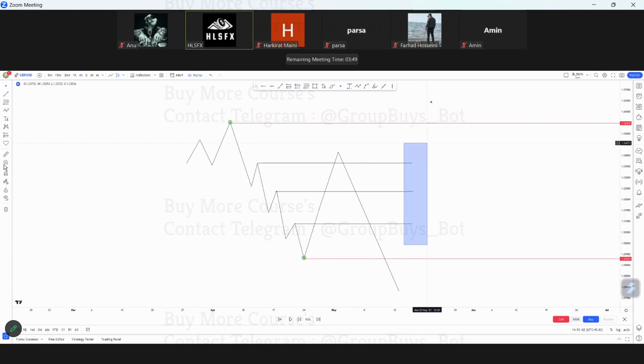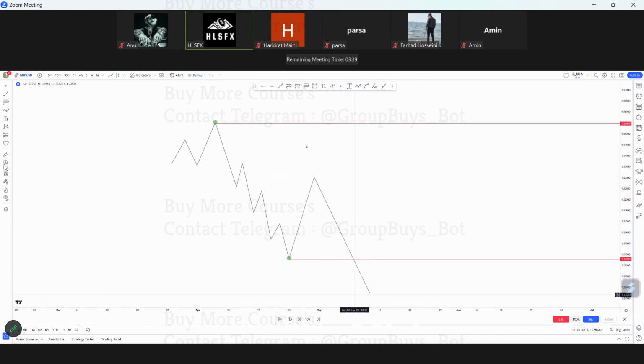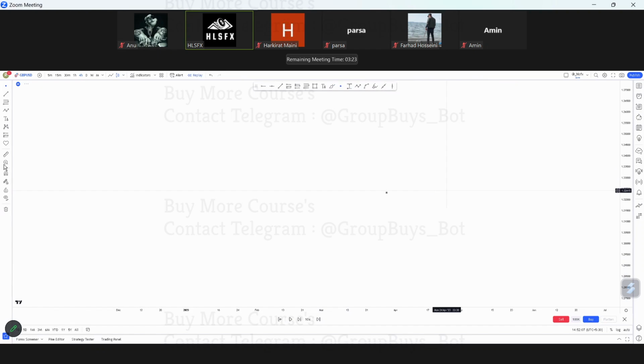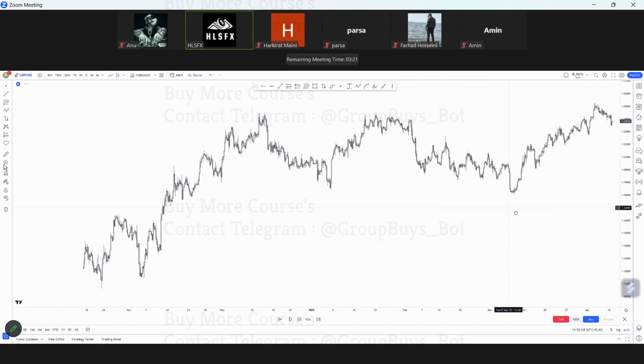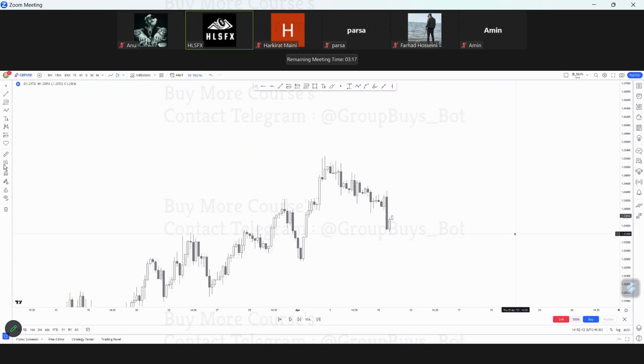Keep in mind, price does not have to take all the internal range liquidity. Sometimes it can take liquidity from here, and it can fly down like this. So this is the liquidity concept: internal range and external range. Everything inside the range is internal, everything outside the range is external. That's the concept. This is the basic of the ping pong algorithm, and this is the real smart money concept.